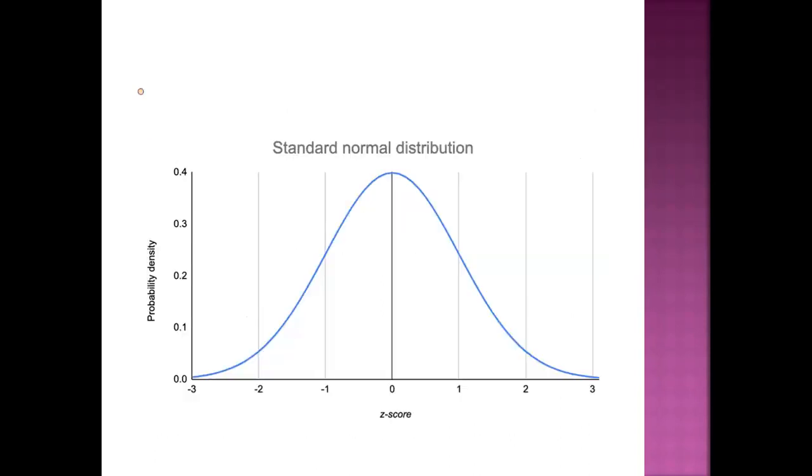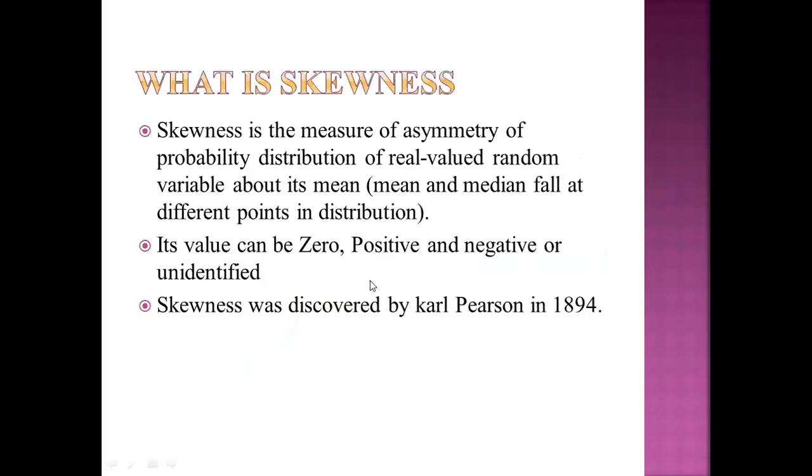So this is the picture of the normal distribution curve. Here we can see that the mean, median, and mode lie at the same point, and if we divide it from the center, both sides will have an equal number of data.